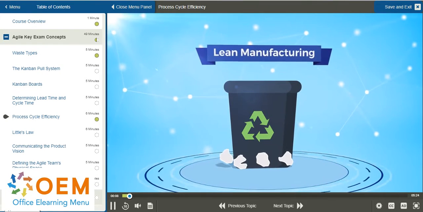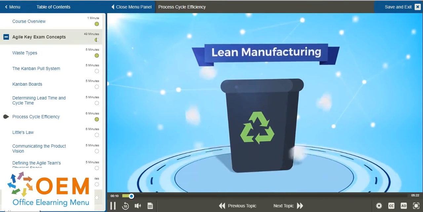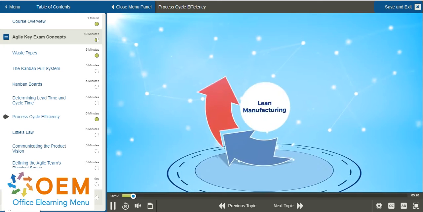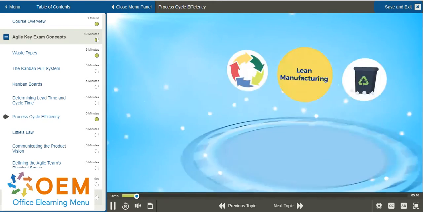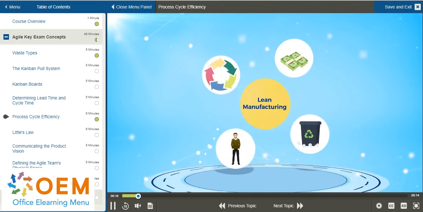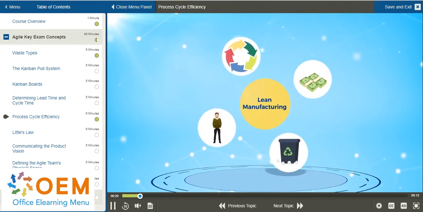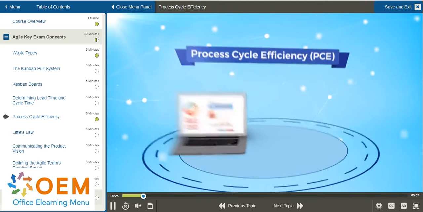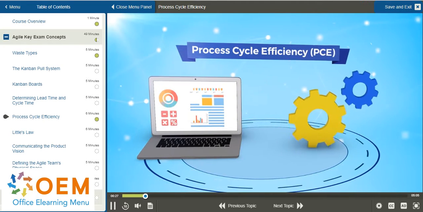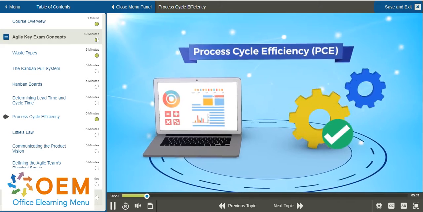Lean manufacturing is a management philosophy that focuses on reducing waste and implementing a flow-based production line rather than a batch and queue method. It's aimed at reducing costs and improving overall customer value. Process cycle efficiency, or PCE, is a lean metric used to improve processes by measuring process efficiency.